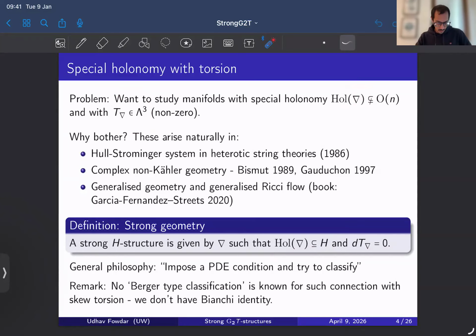Note that in contrast to the torsion-free case, when the torsion vanishes, we have Berger's classification of possible holonomy groups. In principle, for connections of skew type, as far as I know, there's no classification of possible holonomy groups. That's why you typically have to impose that the holonomy group lies in a certain subgroup. And the main reason why this happens is because these connections typically do not satisfy the Bianchi identity.